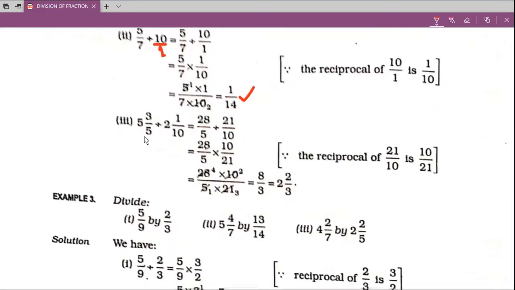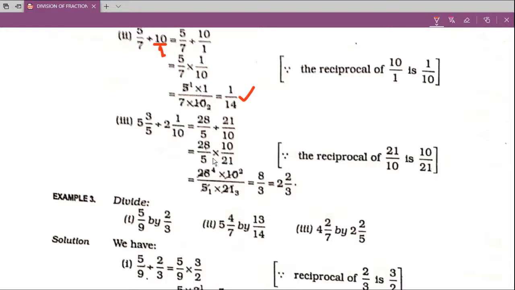5 whole 3 by 5 divided by 2 whole 1 by 10. So 5 fives are 25 plus 3, 28. 28 by 5 divided by, 10 twos are 20 plus 1, 21 by 10. This one is divided by 21 by 10. Change it into the reciprocal of this number. The reciprocal of 21 by 10 is 10 by 21.